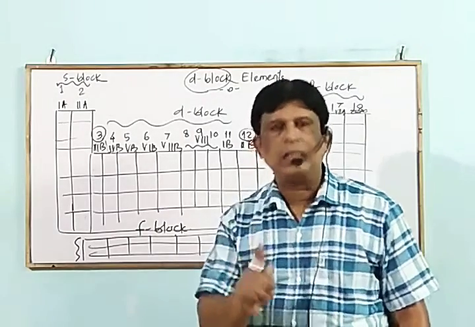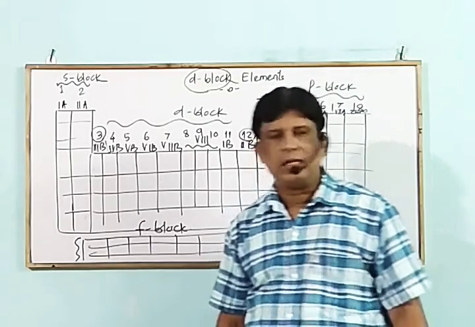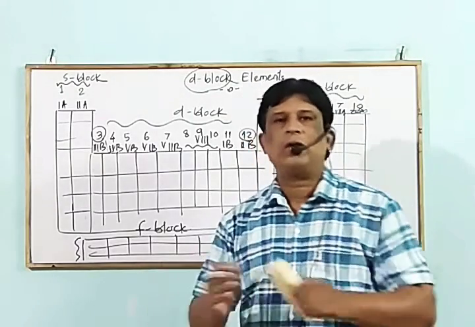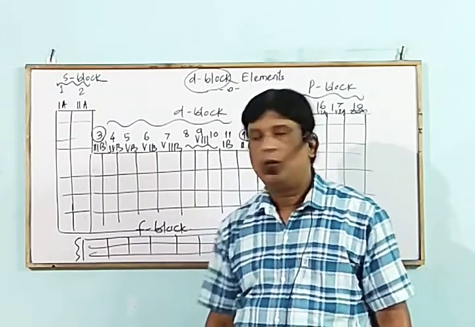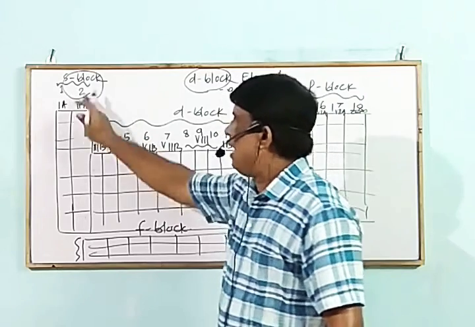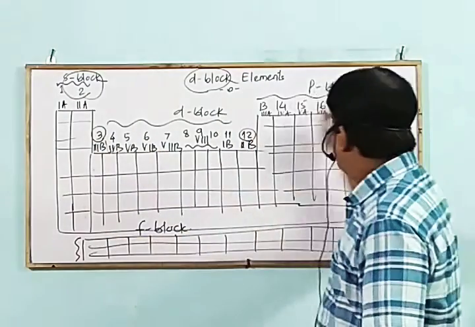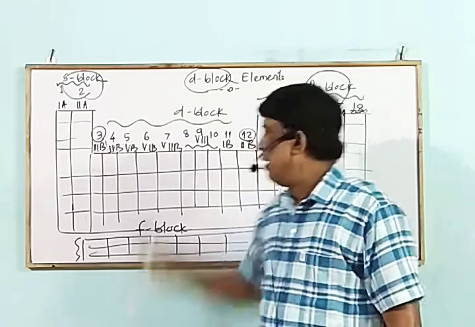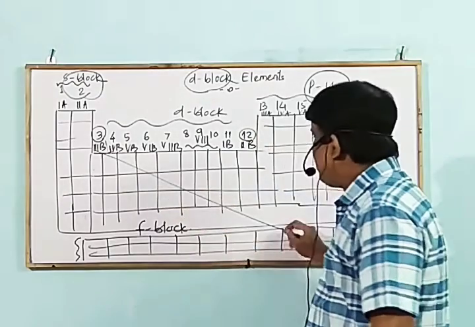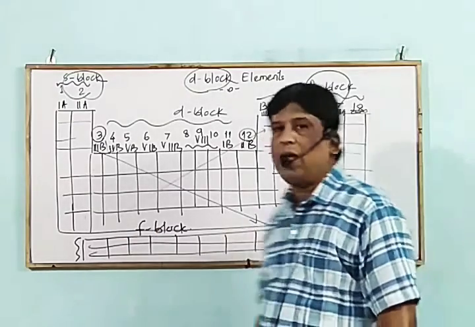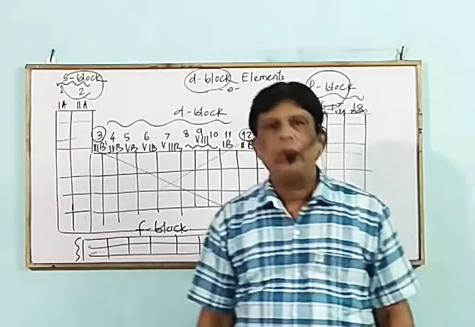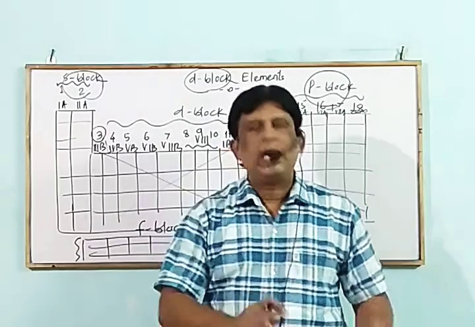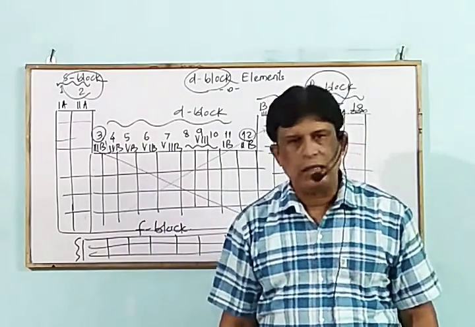They are also known as transition elements. Why are they known as transition elements? Because their behavior and character change, or transition, from the most electropositive S block elements, which are metals, to the most electronegative P block elements, which are non-metals. If we observe them, their metallic character gradually decreases while non-metallic character gradually increases. So their behavior is in the way of a transition. That's why, in addition to D block elements, they are also known as transition elements.